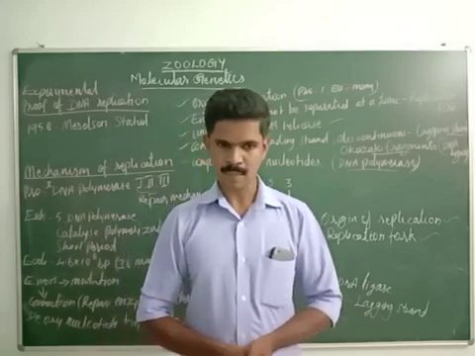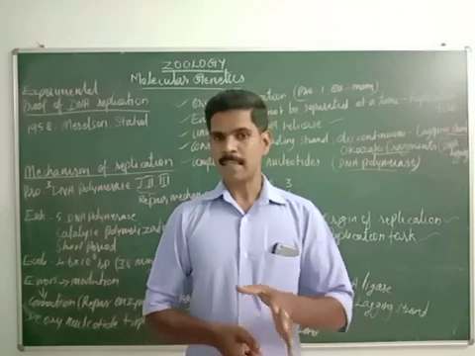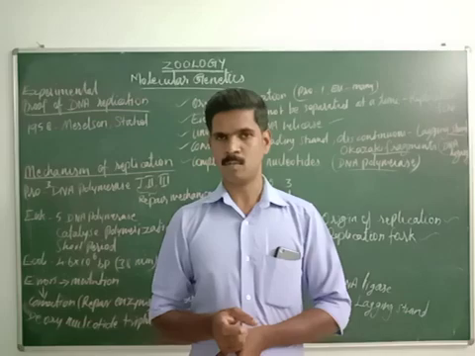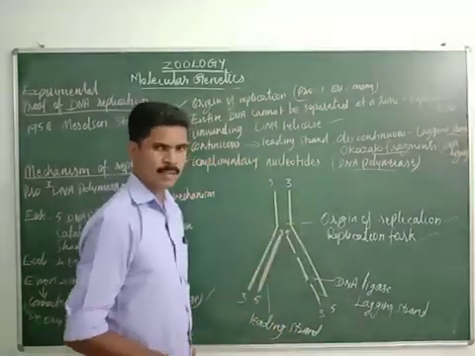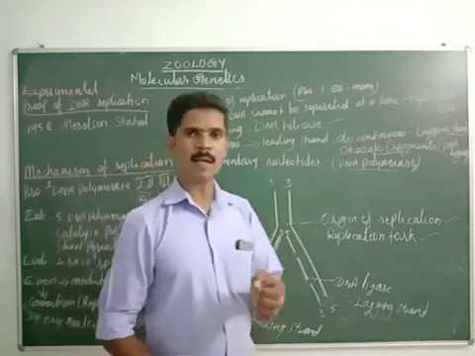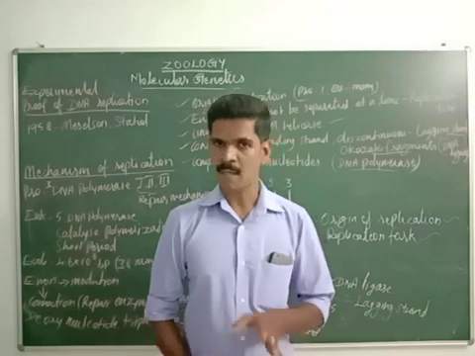Then the next point: this RNA primer is removed one by one from the 5-end. You all know one end is called the 5-end and the opposite end is called the 3-end. So in the newly synthesized strand, the RNA primers are removed from the 5-end.